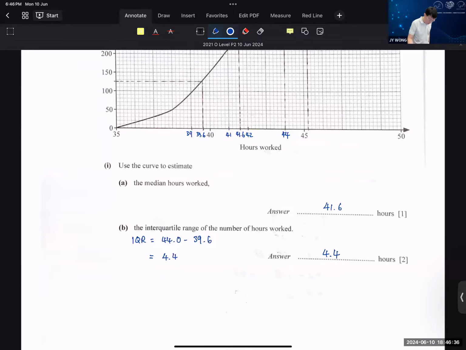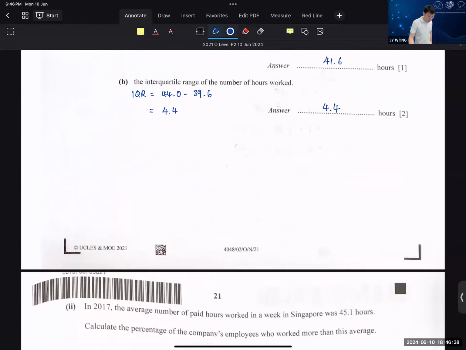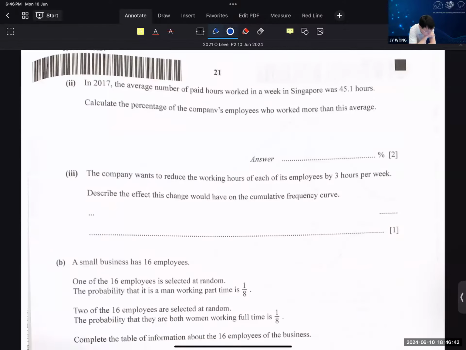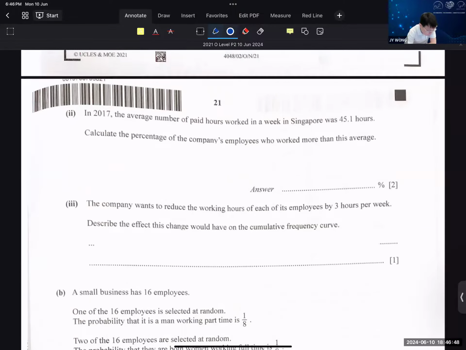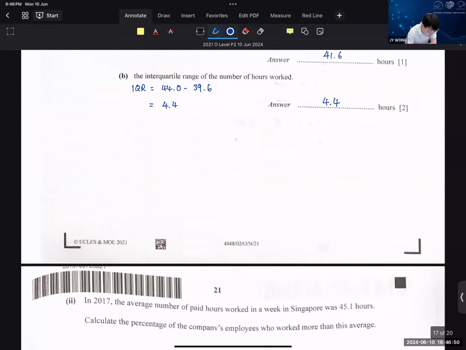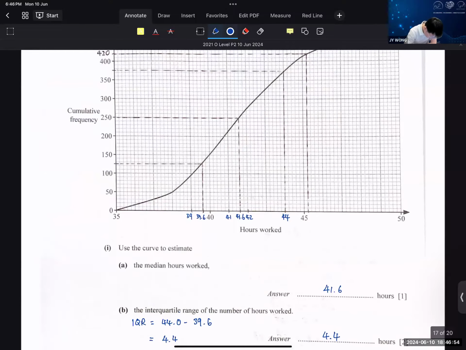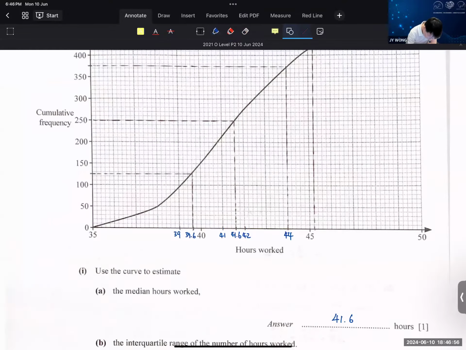Next, in 2017, the average number of paid hours worked in a week in Singapore was 45.1 hours. Calculate the percentage of the company's employees who work more than this average. So you draw a line at 45.1. Where in the world is 45.1? It is here.